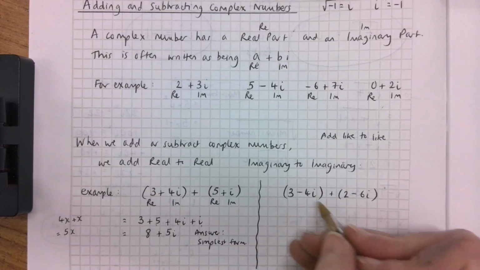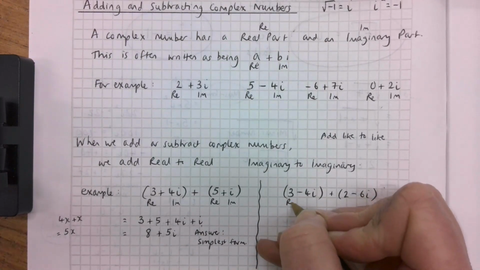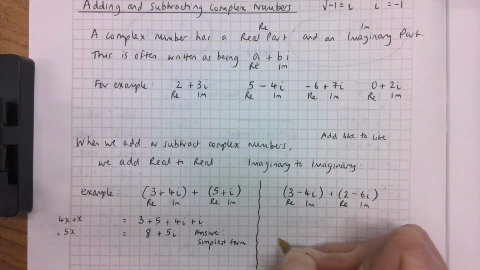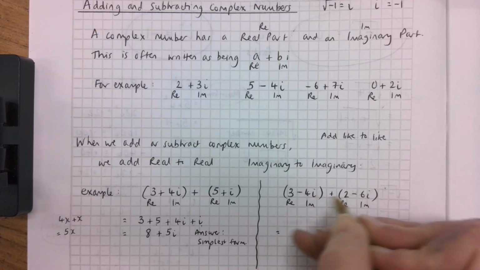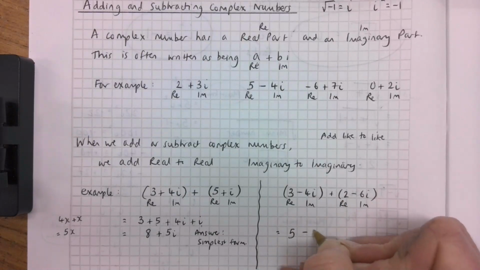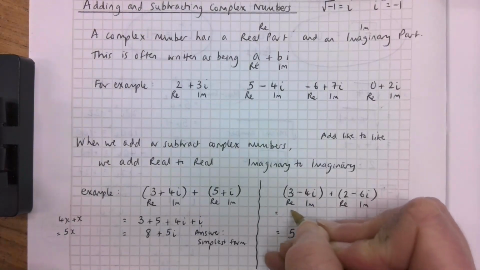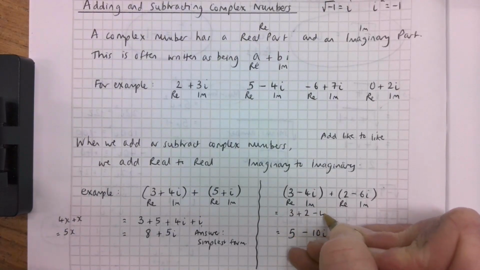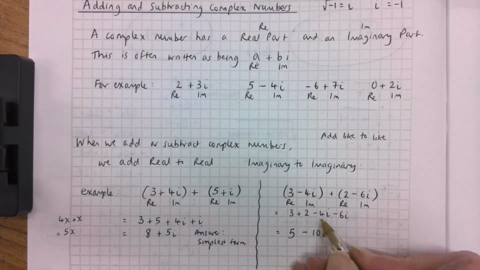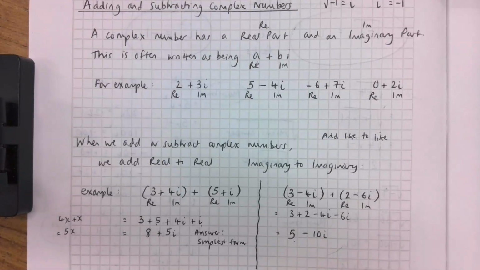Here's another one, 3 minus 4i plus 2 minus 6i. So I can add real to real and imaginary to imaginary. Now, if I want to jump, I could say 3 plus 2 is 5, minus 4i plus minus 6i is minus 10i. If you can't quite see how I got that, what I did was 3 plus 2 minus 4i plus minus 6i is minus 6i. So 3 plus 2 minus 4i minus 6i, which will be 5 minus 10i.